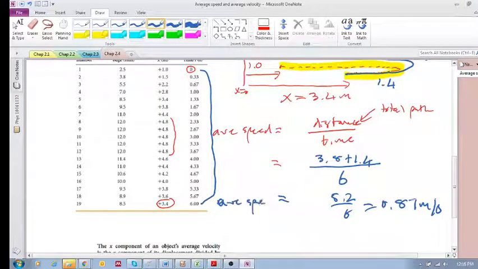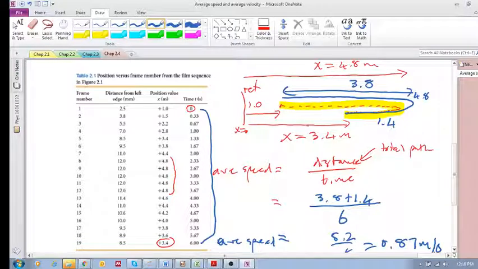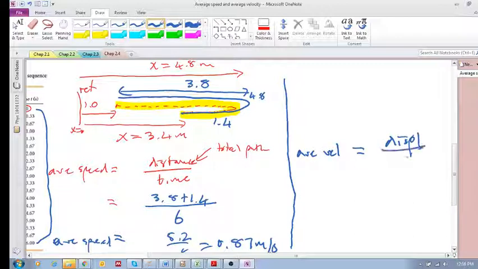Average speed is the total path. Now what is the average velocity? I'm running out of space here. Oh wait, let's move to the right. There we go. Average velocity is displacement over time. What is the displacement? It is x2 minus x1, or x final minus x initial, over time.